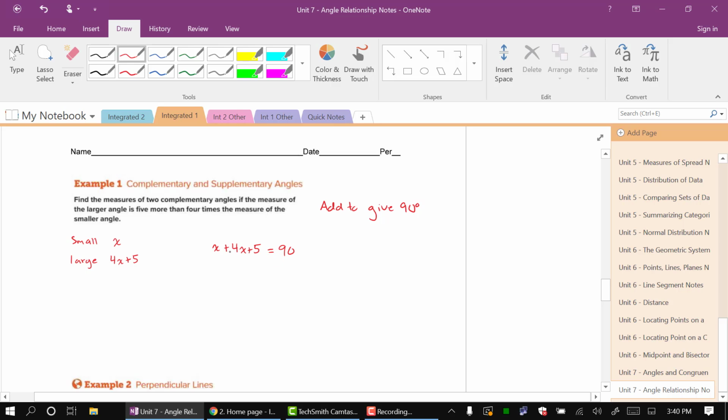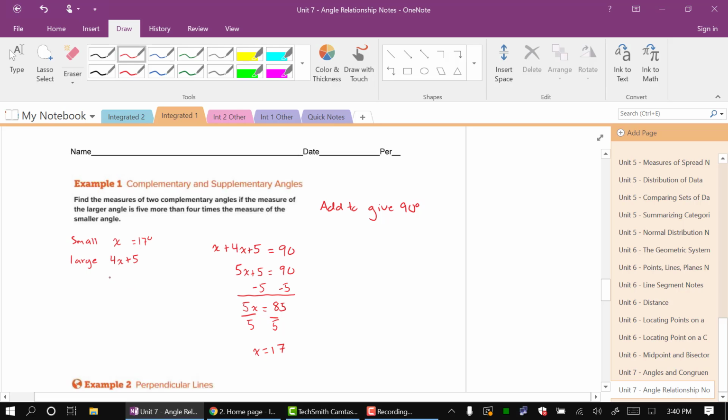So what we do is we add our like terms together. X and 4x gives me 5x plus 5 equals 90 degrees. Subtract 5 from both sides. That gives me 5x equals 85. Divide both sides by 5. We get x equals 17. So that means the smaller angle has a degree of 17 degrees.